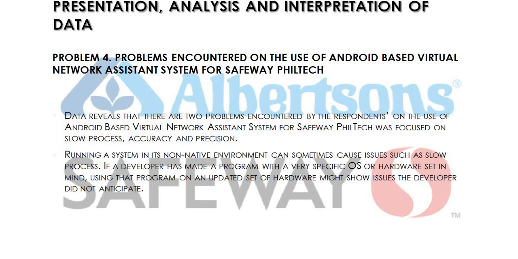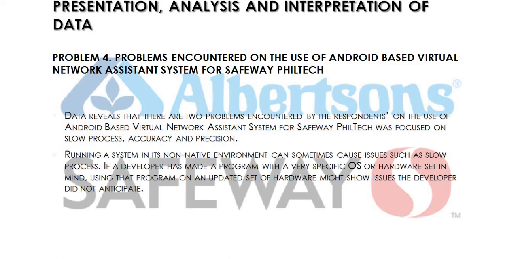Problem number 4. Problems encountered in the use of Android-based virtual network assistance system for Safeway PhilTech. The data reveals that there are 2 problems encountered by the respondents in the use of the Android-based virtual network assistance system for Safeway PhilTech, which focus on a slow process, accuracy, and precision.